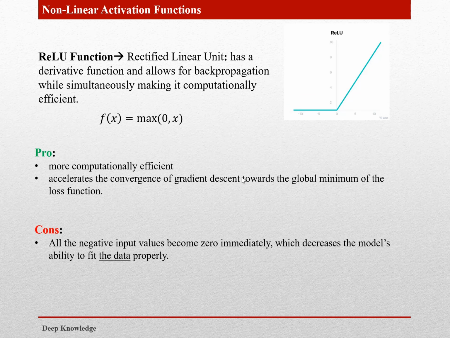And the disadvantage of this one is that any negative value will be zero. So some of the neurons that might be needed for the calculation or for the prediction will be disabled. So the model will not be learning any further complex scenarios.